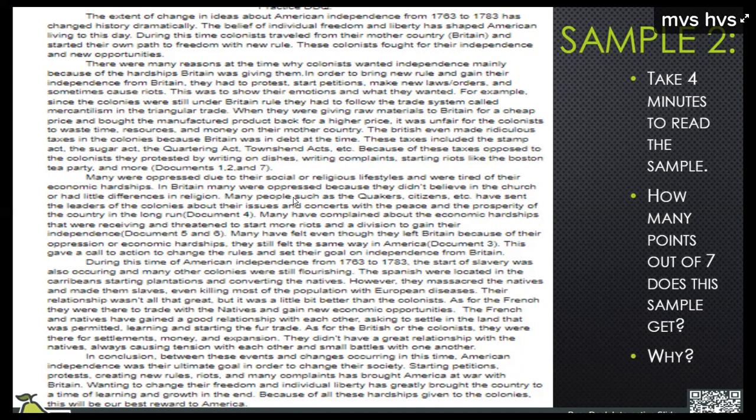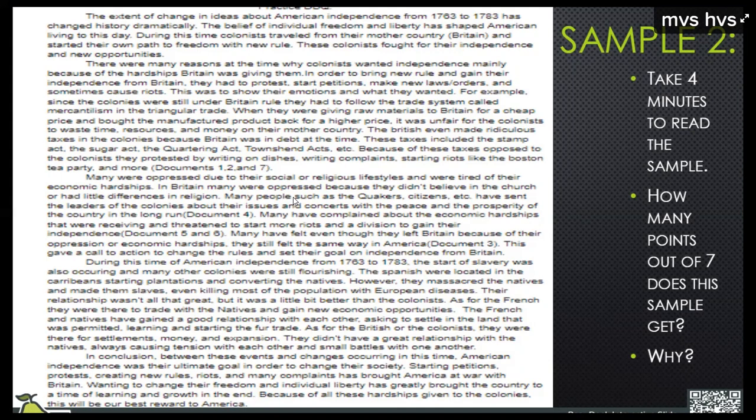So that's 2 points. They reference all six of their documents. Actually, all seven, right? 1, 2, 7, 4, 3, 5, 6. Yeah, they reference all 7. So that's 2 points there, because every time they use a document, they're using it to support their thesis.